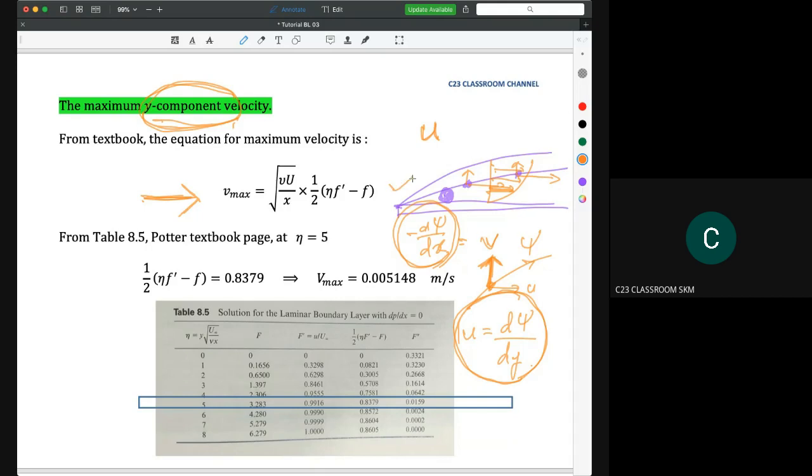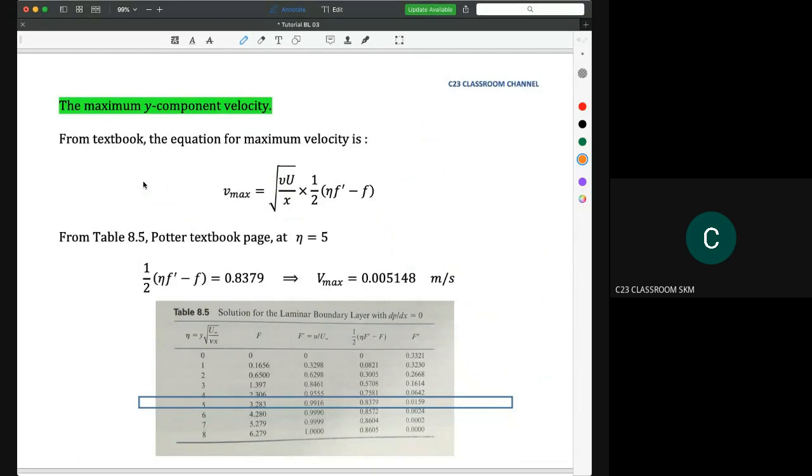Square root of nu, the kinematic viscosity, times u over x, times 1 over 2 eta f prime minus f. Please remember, when we solve the Blasius exact solution, we do not solve by direct integration using equations and so on, because as I said, the Blasius exact solution is actually constructed from experimental work. They then have some curve fitting and so on and so forth. So in this case, we will refer to tables.